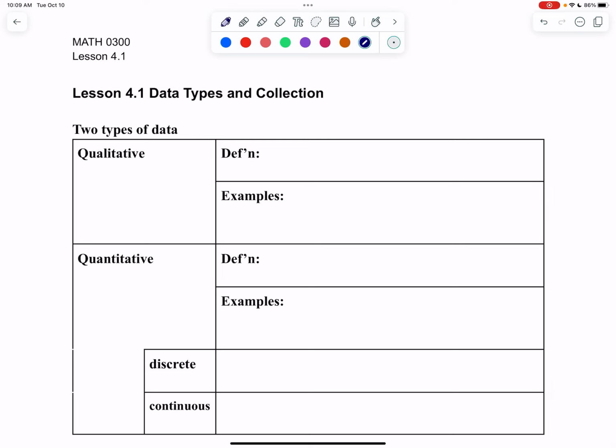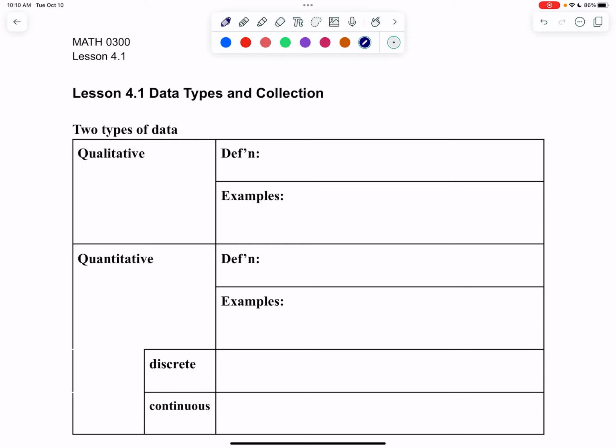Good morning, math fans. Today we are going to start our journey through the world of data. Data collection, data representation, different types of graphs, and how those graphs could mislead you into drawing inaccurate conclusions.